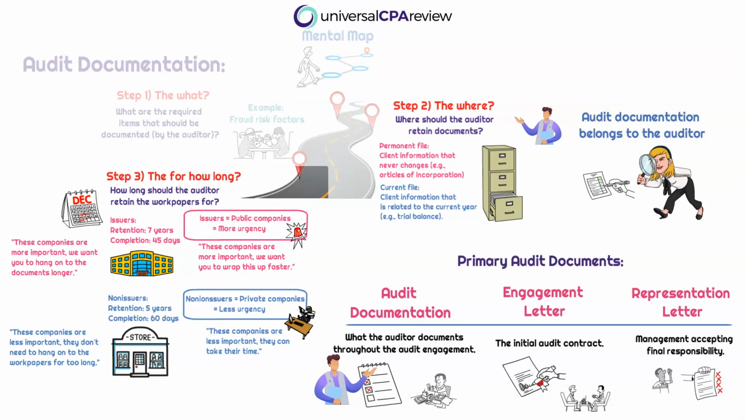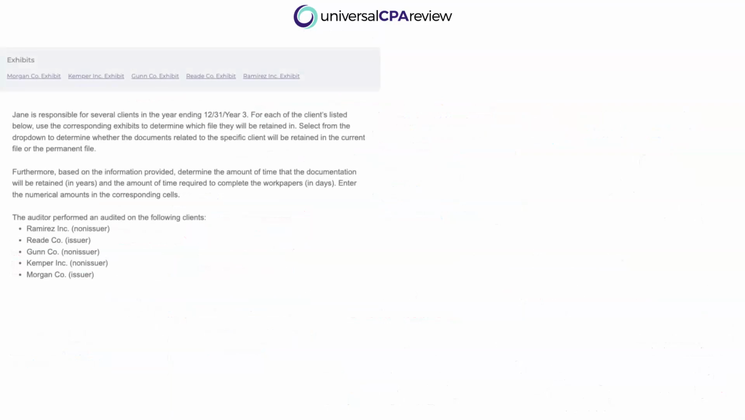And the permanent file is going to hold on to permanent documentation, so information related to the client that has a continuing interest every single year. Okay, so basically information that is never going to change year after year. Okay, so for this sim, we have 5 companies that we need to analyze. And each of those companies will have supporting documentation in each of these exhibits. So we need to take a look at each of these exhibits to determine what type of documentation this is. And we need to use it to identify which file it's going to be retained in.